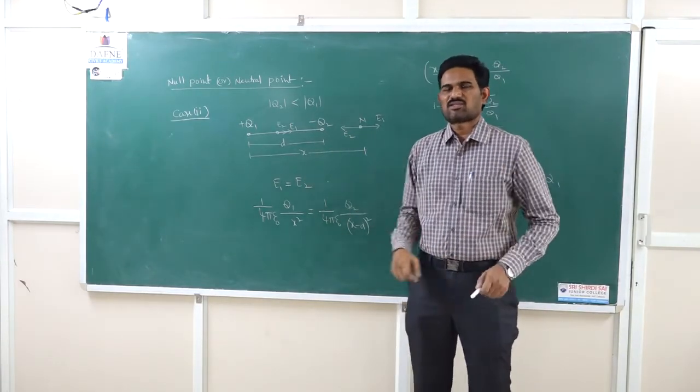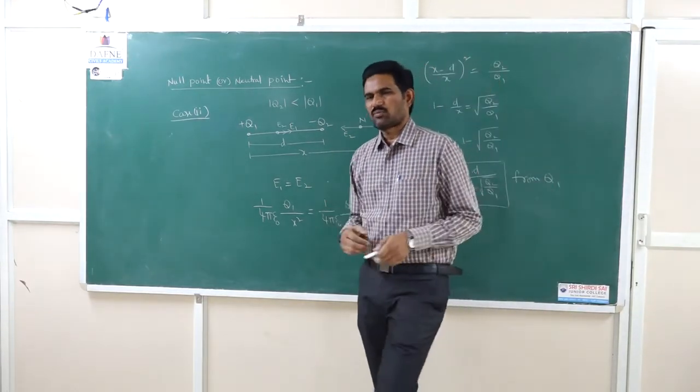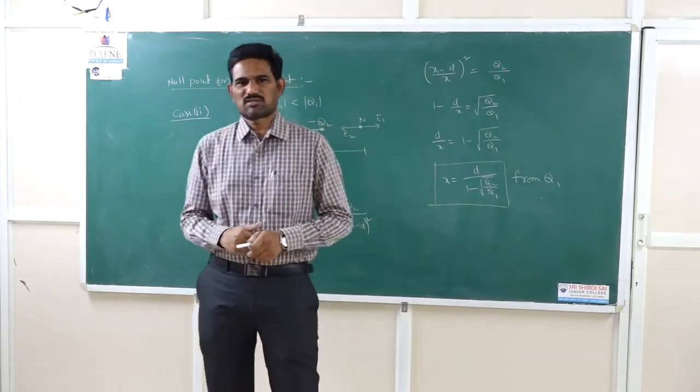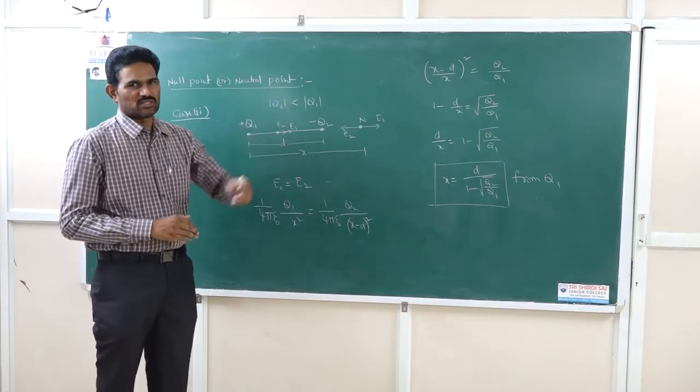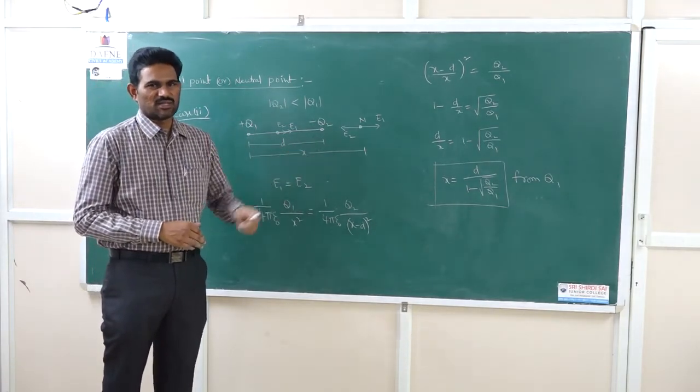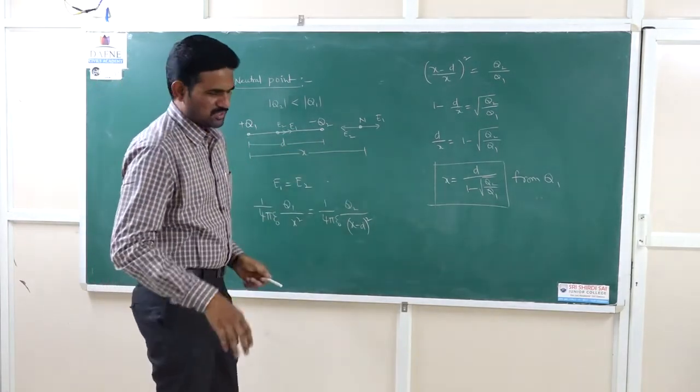When the charges are like charges, we can conclude that the neutral point may be in between the two charges. When the charges are unlike charges, the neutral point will be outside the charges and towards the charge having the lesser magnitude of charge. And that is the expression now.